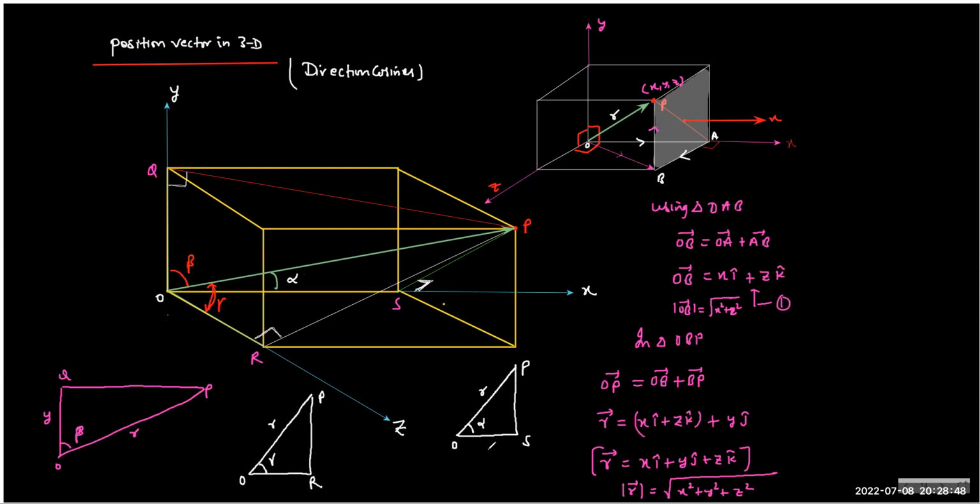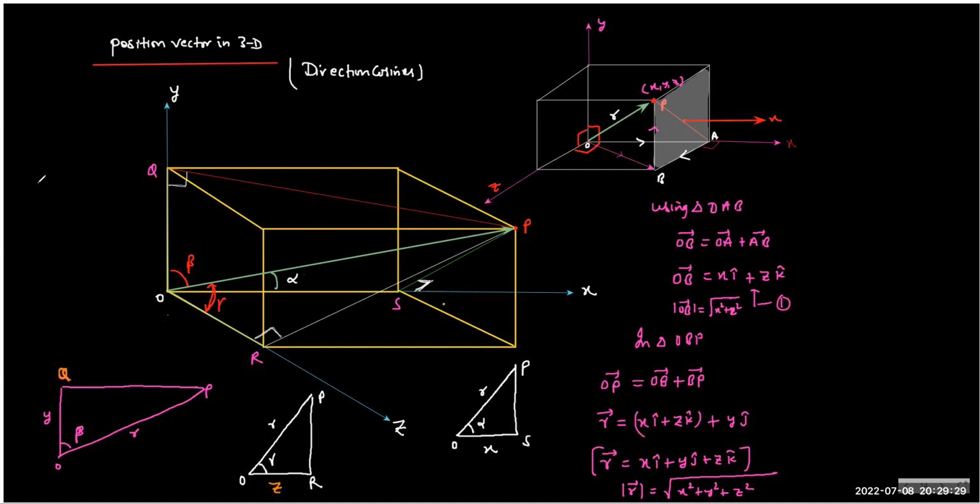So what is the OS length? Can you see OS is X? What is the length of OR? So Z. Very good. And OQ? Y. Very good. So now can we find the tan? Tan is not, cos is better. Can we find cos of alpha, beta, and gamma?